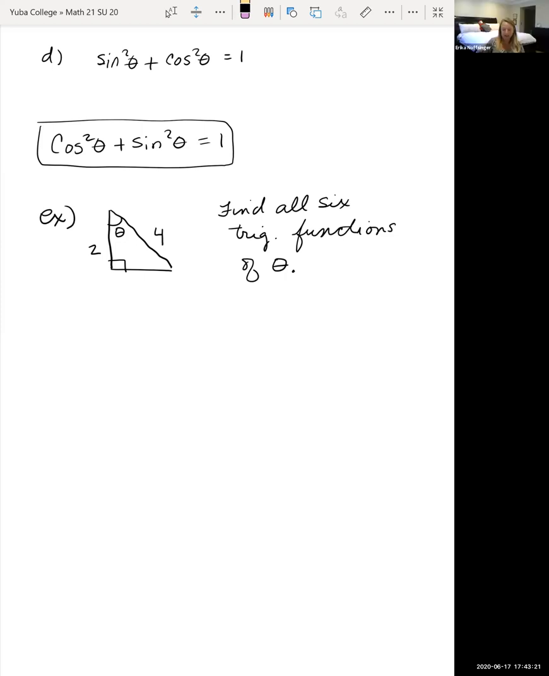So we need to figure out the missing leg, and we're going to do that using the Pythagorean theorem. We know the hypotenuse squared, so 4 squared is equal to, what do we want to call this? I don't like to call it O all the time because the O kind of looks like 0. I know it's opposite of theta. Let's call it X, doesn't matter. So 4 squared is equal to X squared plus 2 squared. So we have 16 is equal to X squared plus 4.